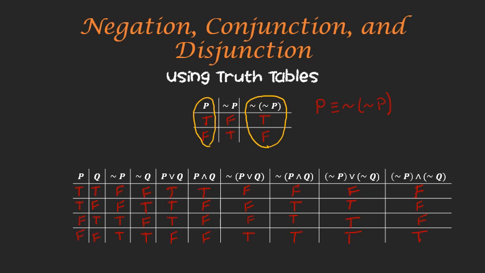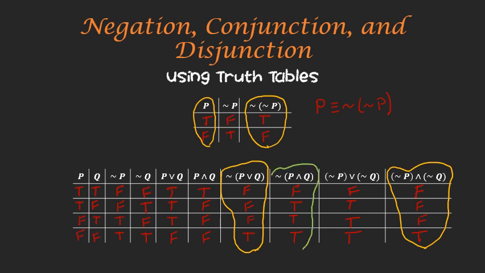So I want to turn your attention to what was the whole purpose of this, well, see if you can see it. This column, not (P or Q), is the same as this column, not P and not Q. And then I'll use a different color for this. I'll use green: not (P and Q) is the same as this column here, not P or not Q.